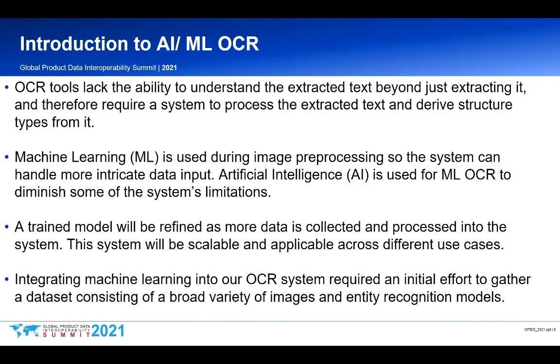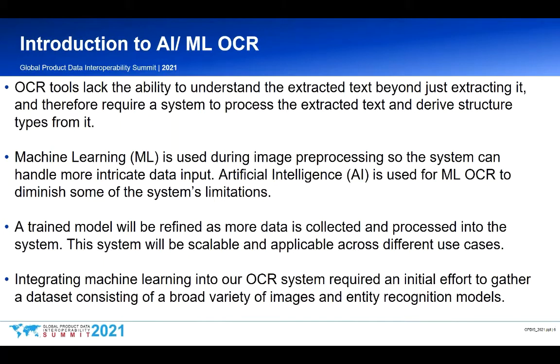So, introduction to artificial intelligence and machine learning in OCR. The OCR tool does lack the ability to understand the extracted text beyond just extracting it. So we do require a system to process that information that it's taking out and derive structures from it. So machine learning is used during the pre-processing phases, so the system can handle more intricate data. So AI is used for machine learning to diminish some of the system's limitations.